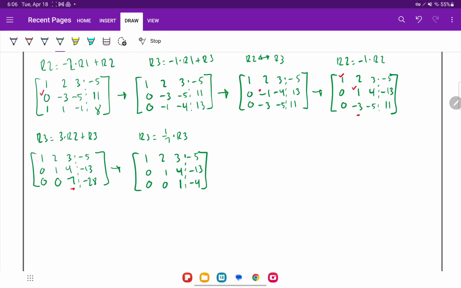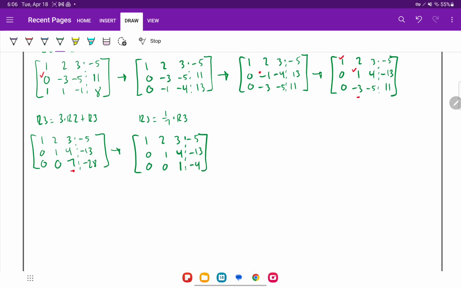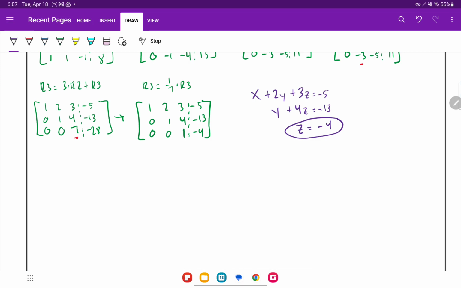All right. Now, once I get to here, I have my augmented matrix I need. So now I'm going to rewrite this as a system of equations. So we have x plus 2y plus 3z equals negative 5. There is no x in the second row, but we have y plus 4z equals negative 13. And then last, there's no x or y, but we have z equals negative 4. All right, now we're just going to plug these in. So my first one's already done. z is equal to negative 4. Now I'm going to plug in y.